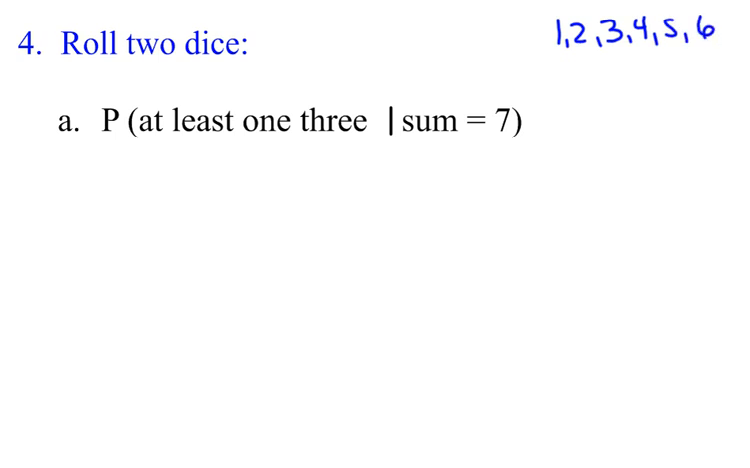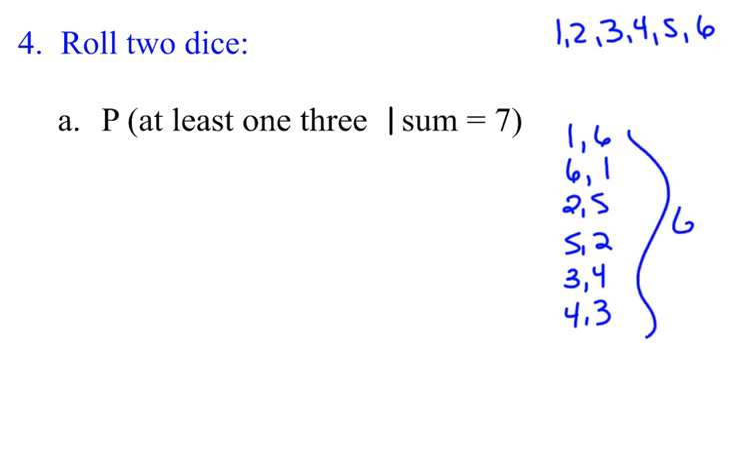So we could get 1 and 6, or 6 and 1, right? Because it can go either way for the first and second dice. 2 and 5 make 7, or 5 and 2, and then 3 and 4, or 4 and 3. Those are all the different combinations I could have rolling 2 dice where the dice add up to a 7. So that's considered my sample space. So given my sum of 7, I have 6 choices total, right?